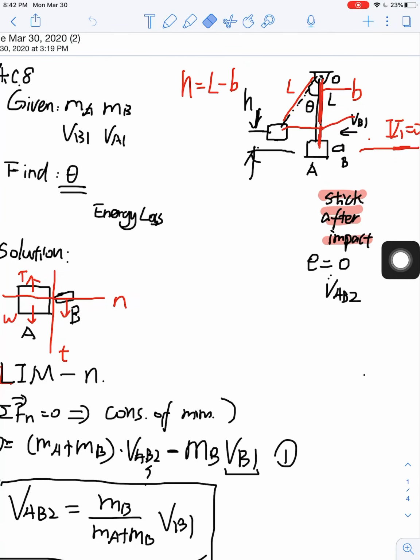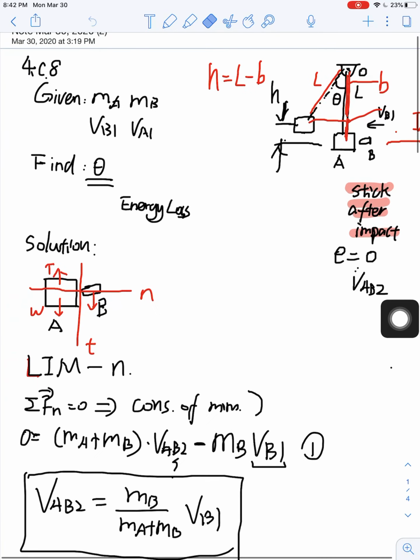Okay, so by looking at the given condition of this problem, it tells us both A and B stick together after impact. That tells us a very important piece of information, which is e equals 0, and that's a perfectly inelastic impact. That also tells us after impact, both A and B will be moving at the same speed, that's called VAB2. Okay, then first look at A and B.